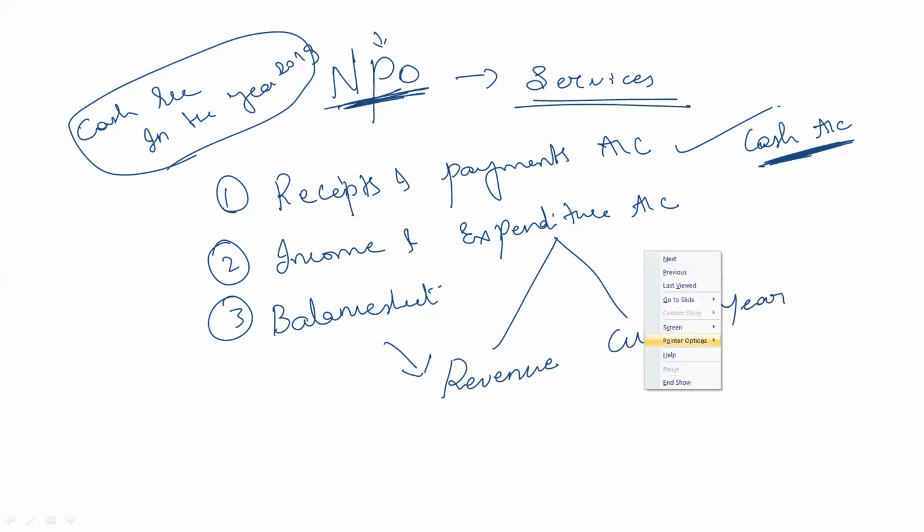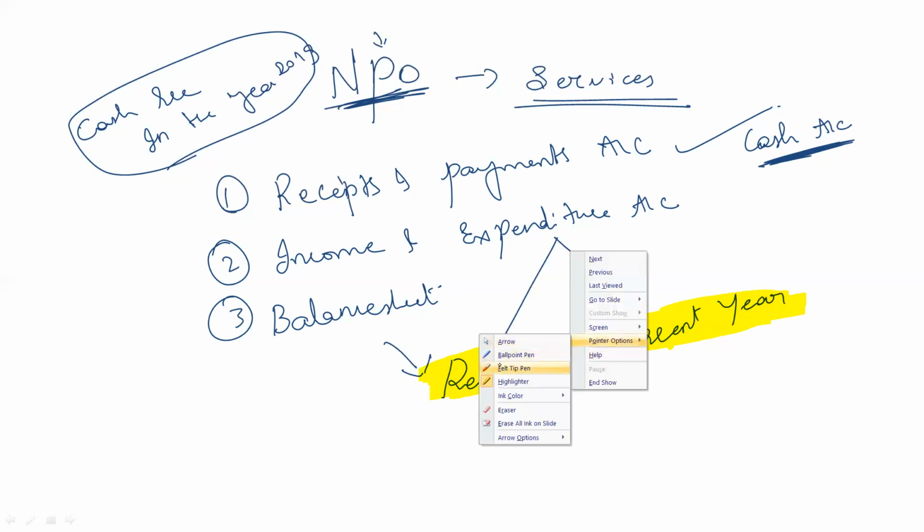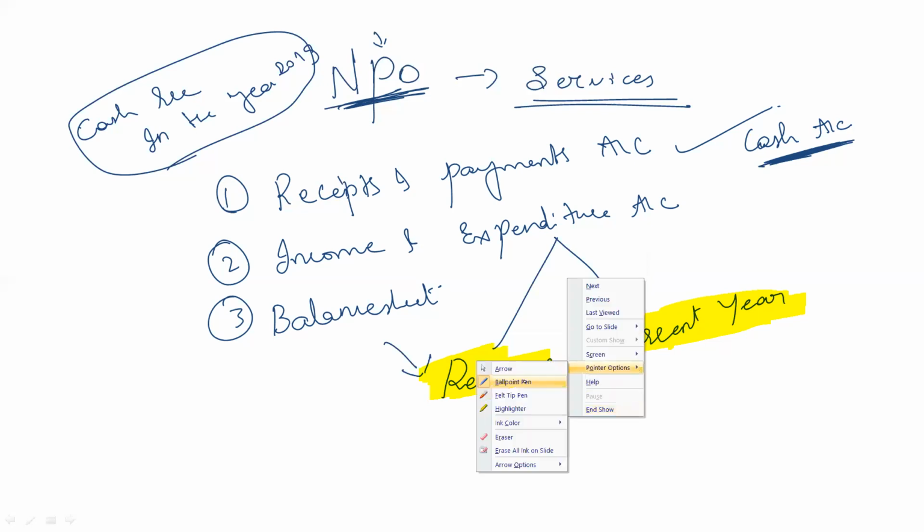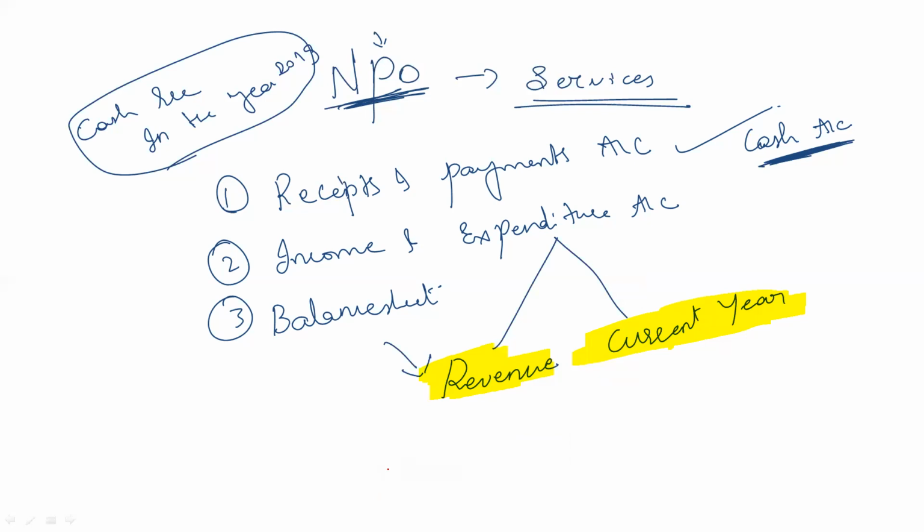I will highlight them. Only the transactions which are revenue in nature and related to the current year are recorded. Now you must be thinking, what are the transactions which are related to the current year, or which are revenue in nature? See, I'll give you an example. A revenue income or a revenue expense is some income or expense which occurs again and again.